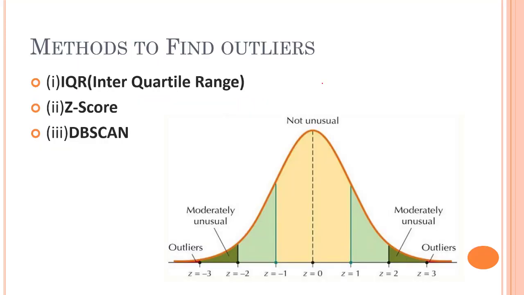Let's look into the methods to find outliers. We will not go much deeper into this, because if you have gone through our statistics course, we have covered these in much depth with bigger examples. The methods are IQR, that is the interquartile range, Z-score, and DBSCAN. The easiest way to find the outliers in your data set is using a box plot. Plotting a box plot is quite easy, and we are going to look into how to create one in our coding session. If you have gone through our statistics course, you must already know what we mean by box plot.